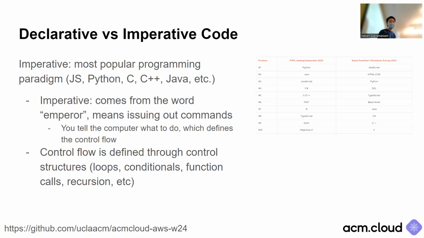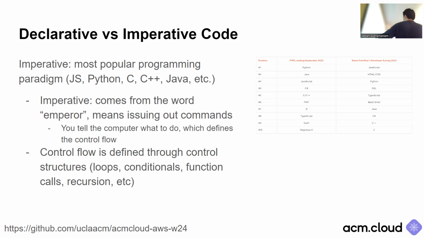Imperative comes from the word emperor, which means issuing out commands. You're telling the computer what you want to do. You're issuing commands to a computer, which defines a control flow. Control flow is a term for how your programs are going to run.